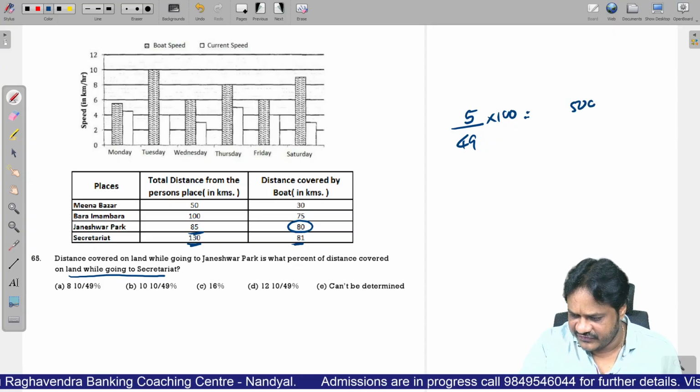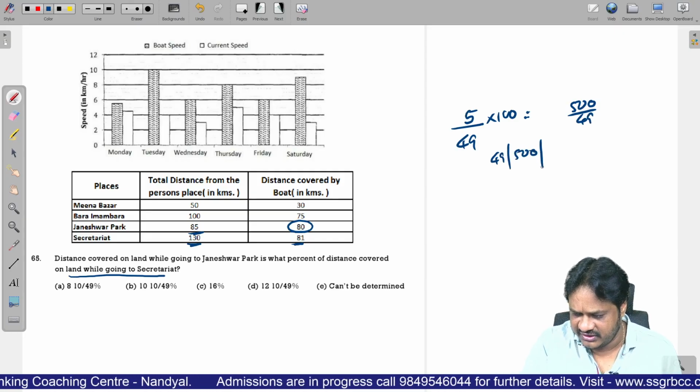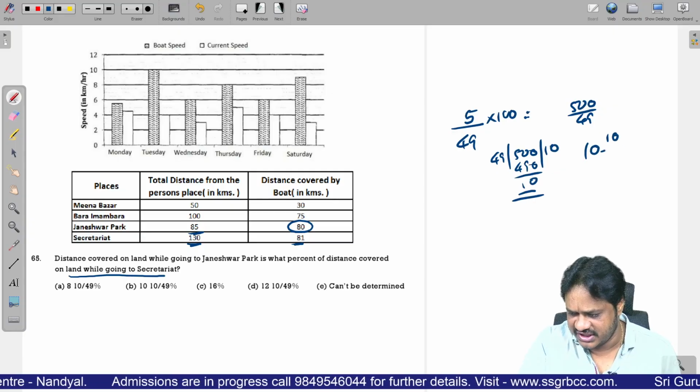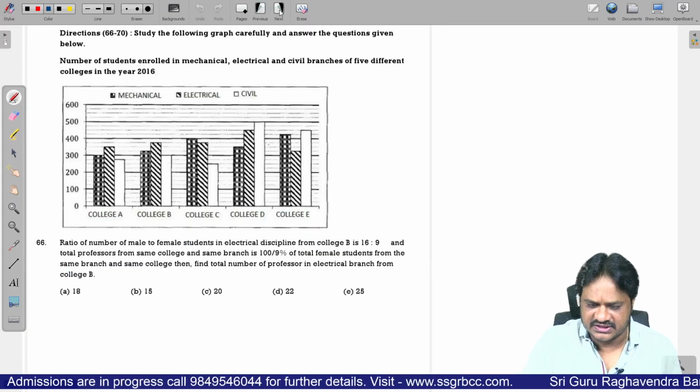That is 500 by 49. Divide 500 by 49. 49 tens, 490, 10 remainder. So the answer is 10, 10 by 49. 2 is the correct answer. Next.